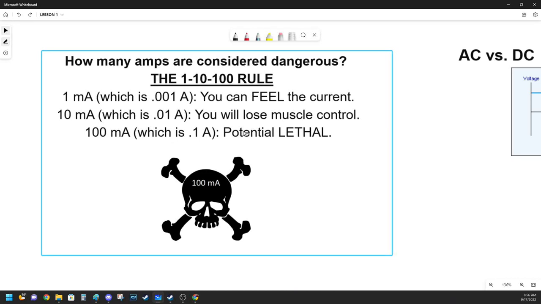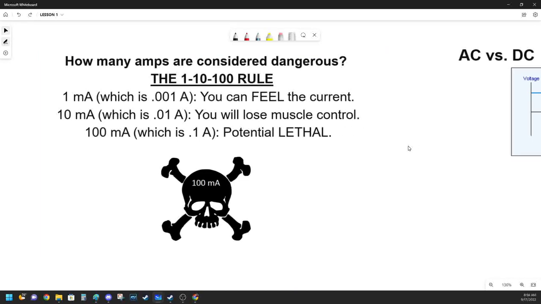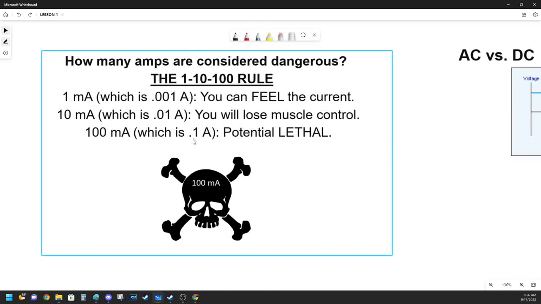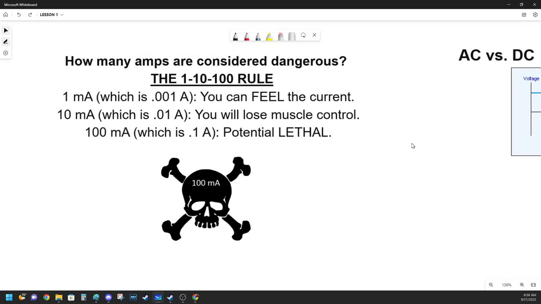100 milliamps is potentially lethal. Keep in mind, 100 milliamps is 0.1, or a tenth of an amp. It's potentially lethal, depending on where it hits you. So I would be really shocked if you did not encounter what's on the screen right now on your exam.